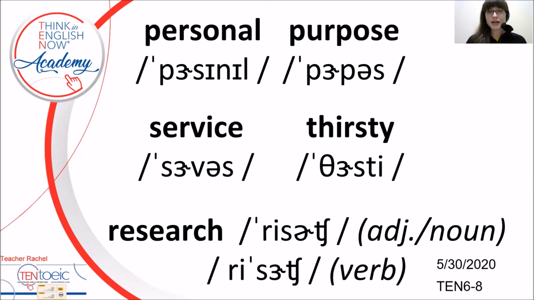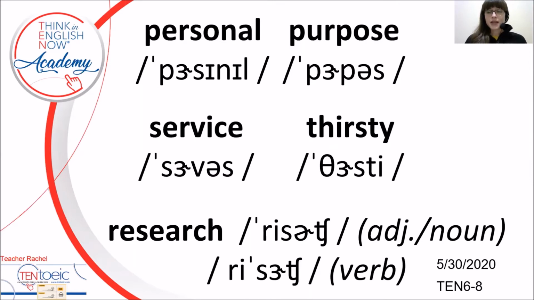Purpose. Another word for this is a reason. It's why something is happening, why you're doing something. So what is the purpose of this class? The purpose of this class is to learn the meaning of the vocabulary words. So it's the reason why we are doing the class. Purpose.